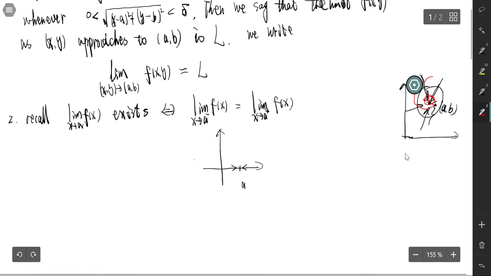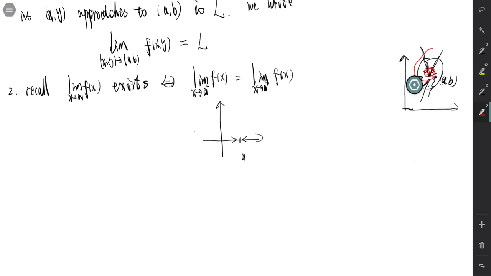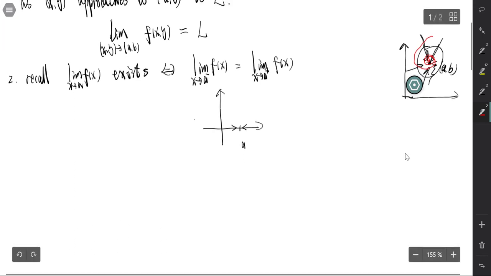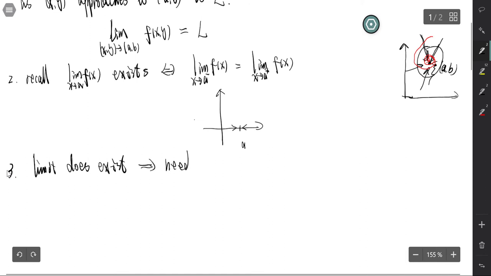That means if we want to prove that the limit exists, we have to assure that the limit along any way should be equal. So if we want to prove that the limit does not exist, we only need to find two ways with different limits.